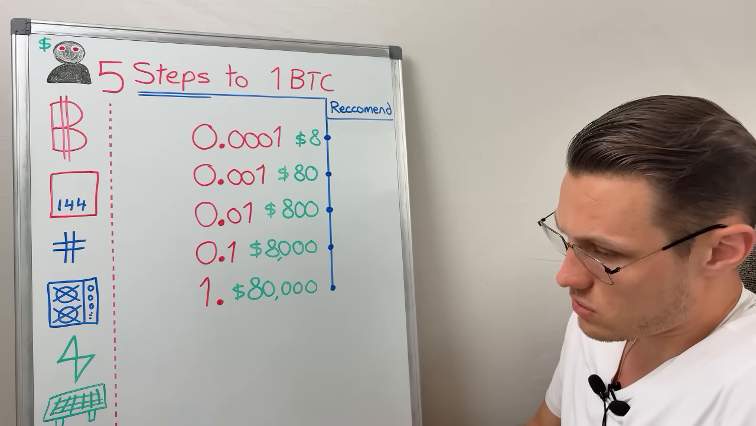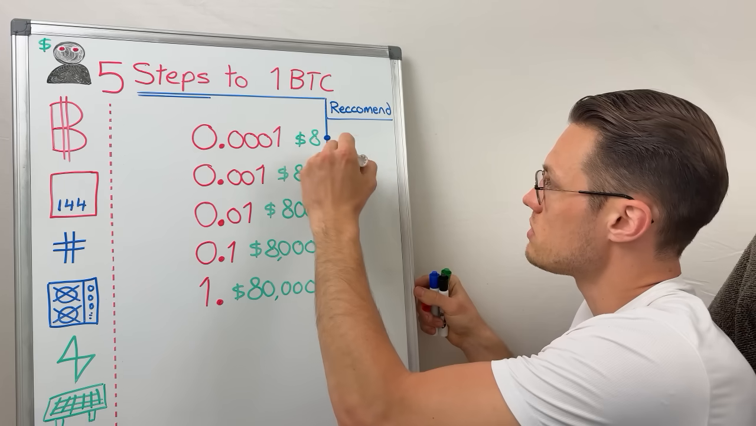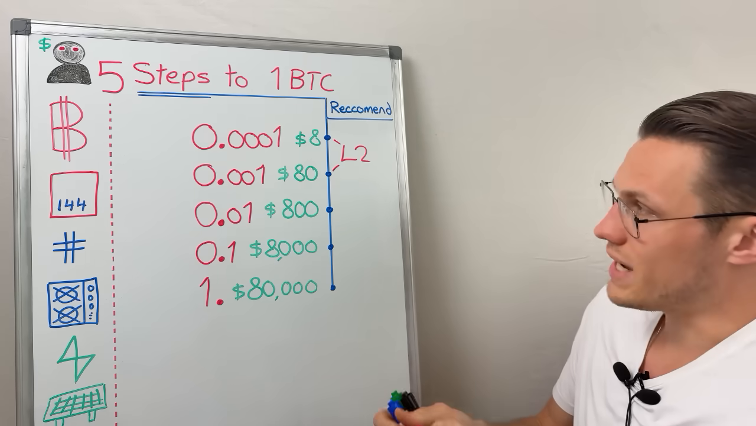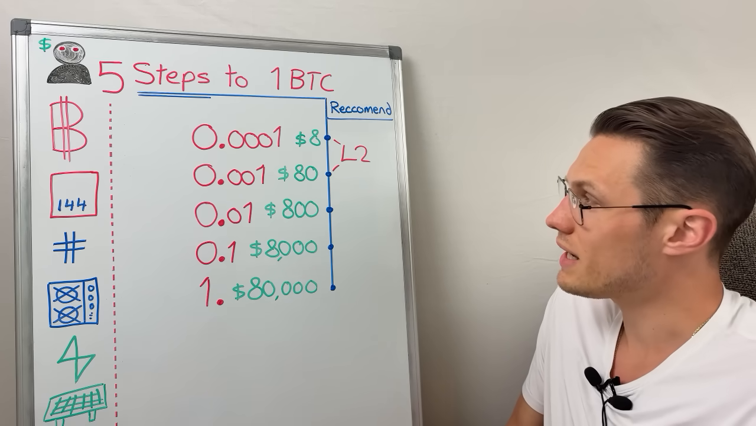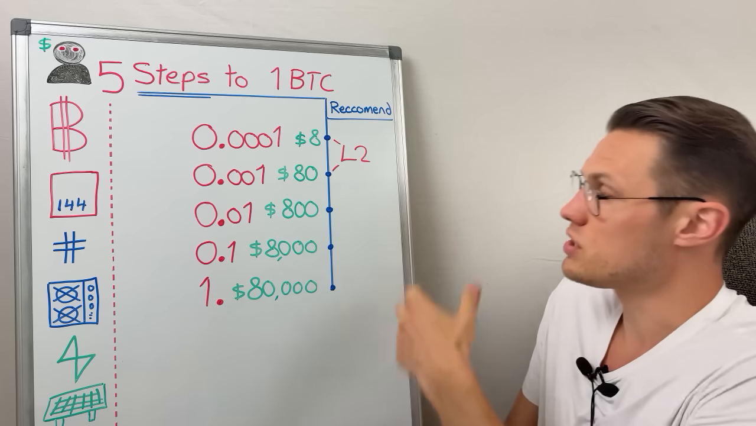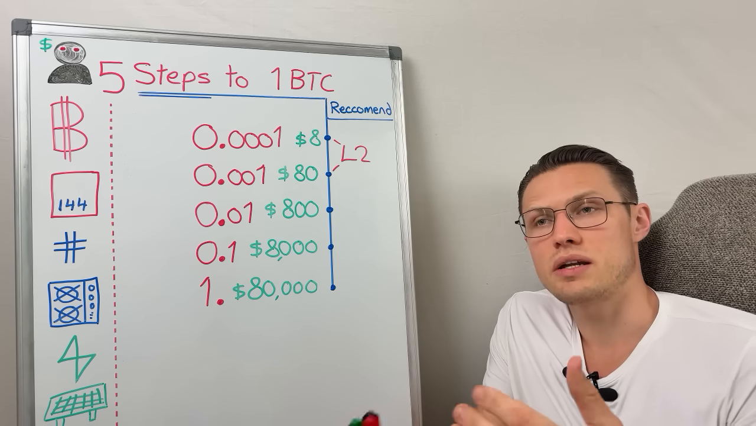So the first goal is layer 2. And the reason why I say layer 2 is you need to be considering the fact that $8 or $80 worth of Bitcoin is very, very small. And this could essentially be a fee. That's the cost of a fee. So you want to be using something like the Lightning Network and being paid on the Lightning Network just to begin with.